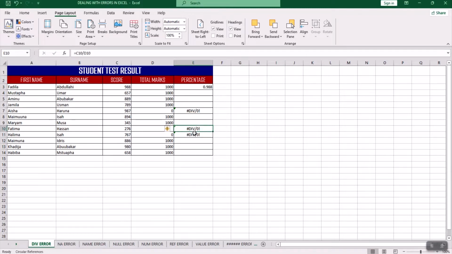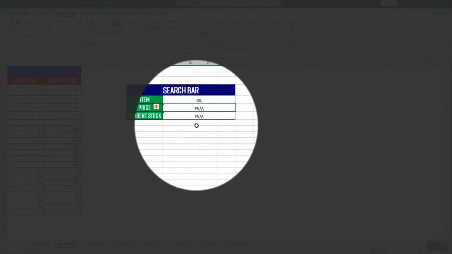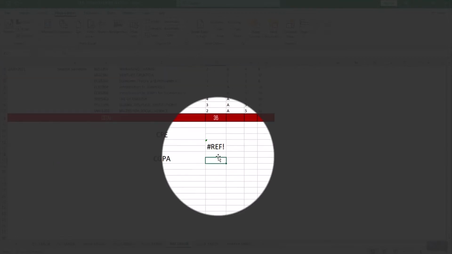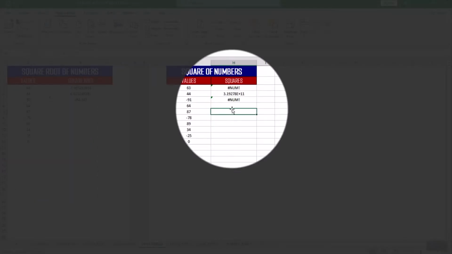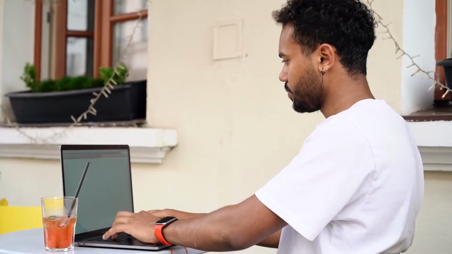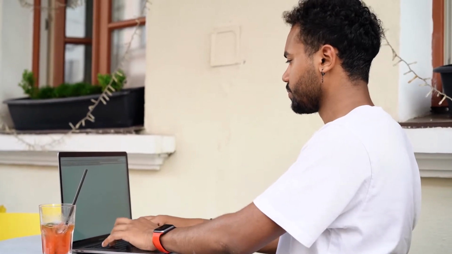Have you ever come across an error message such as this, and this? Or even this, or this? And you'll be like, oh, what is happening? Oh my God, my boss is on me. What should I do? You need not worry, my friend, because after showing you how to get rid of these errors, you'll be more comfortable working on your spreadsheet. So let's get started.